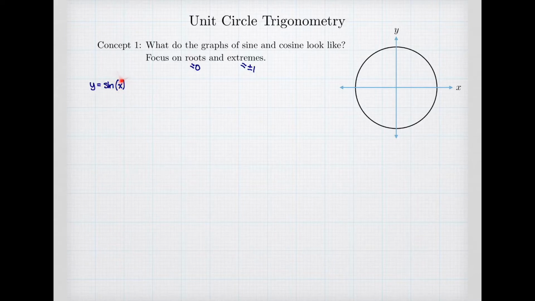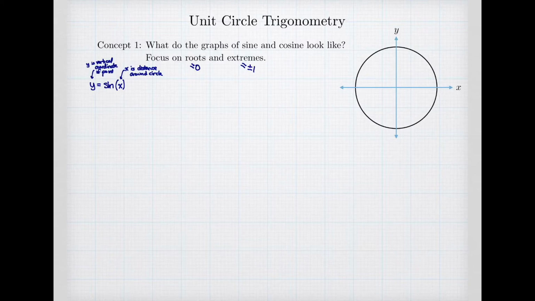So x is going to measure how far I travel around the unit circle. x is the distance around the circle, and y, the output of the sine function, gives me the y coordinate of the point on the circle. So y is the vertical coordinate of my point when I go on the unit circle.